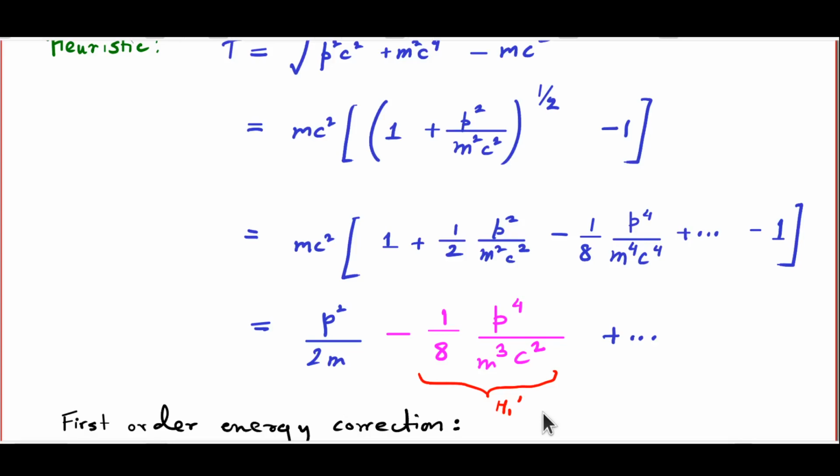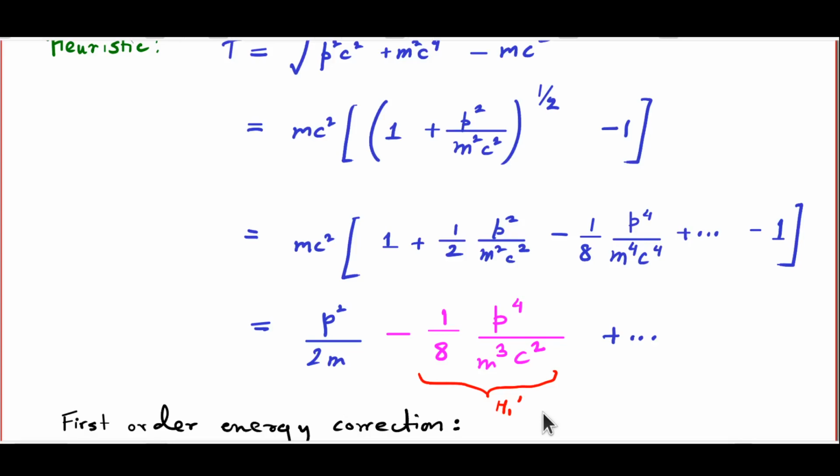So strictly speaking, we should be using degenerate perturbation theory here. What that means is we should first form the 2n square by 2n square dimensional matrix by taking the matrix elements of the perturbation H1 prime between the degenerate basis wave functions.